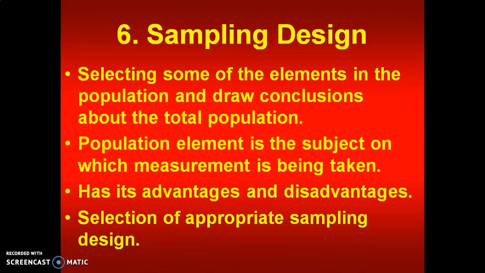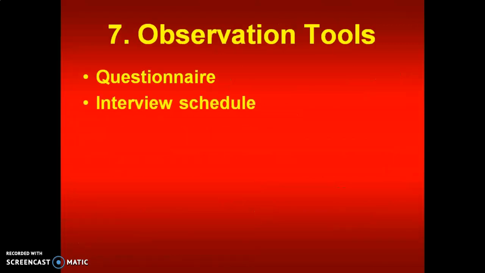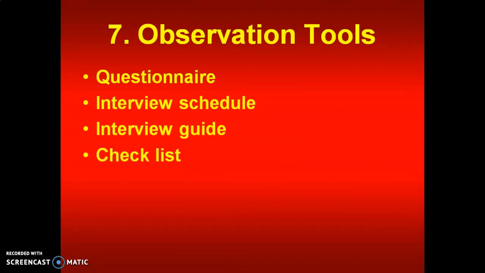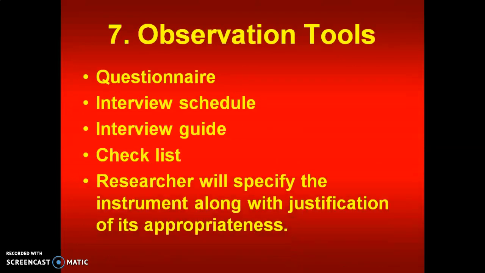Selection of appropriate sampling design. You have to choose the appropriate sampling design also. Observation tools could be a questionnaire, schedules, an interview with a guide or the person, or a checklist. It could be any sort of instrument along with the justification.